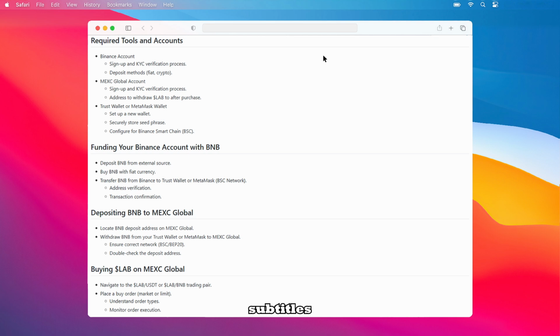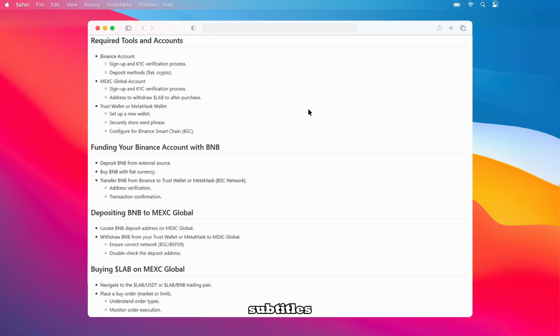Let's get started. You'll first need to fund your Binance account with BNB. There are a couple of ways to do this. You can either deposit BNB from an external source, such as another wallet or exchange, or you can buy BNB directly using fiat currency, like USD or Euro, right within the Binance platform.